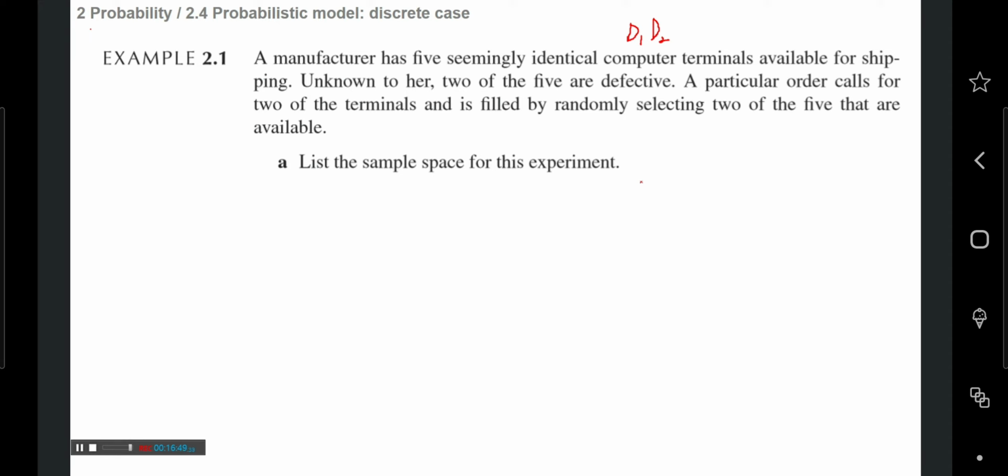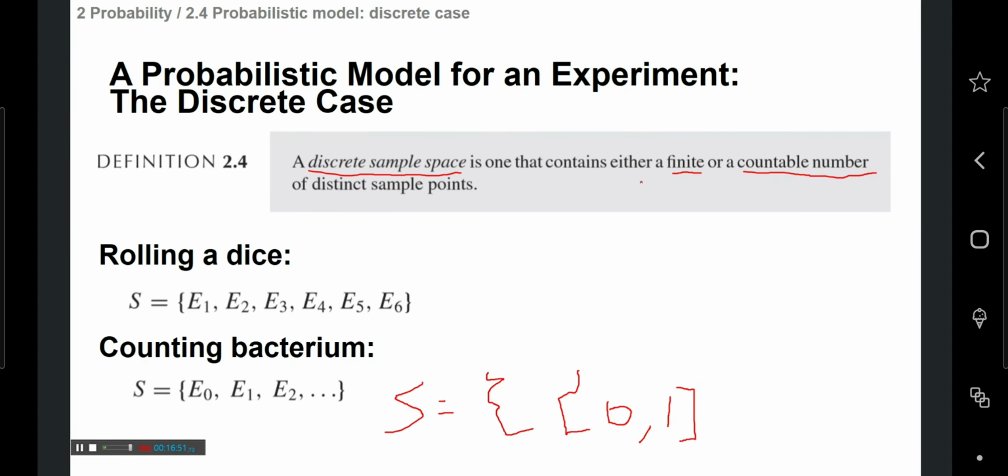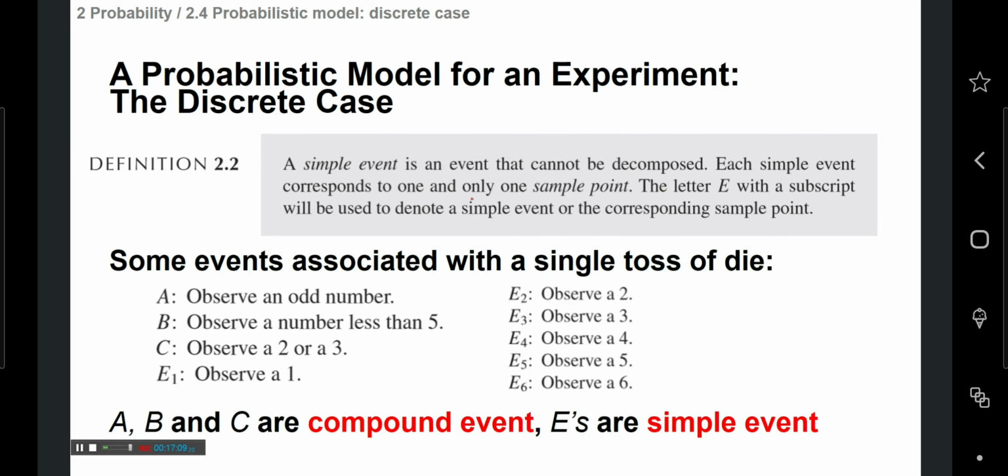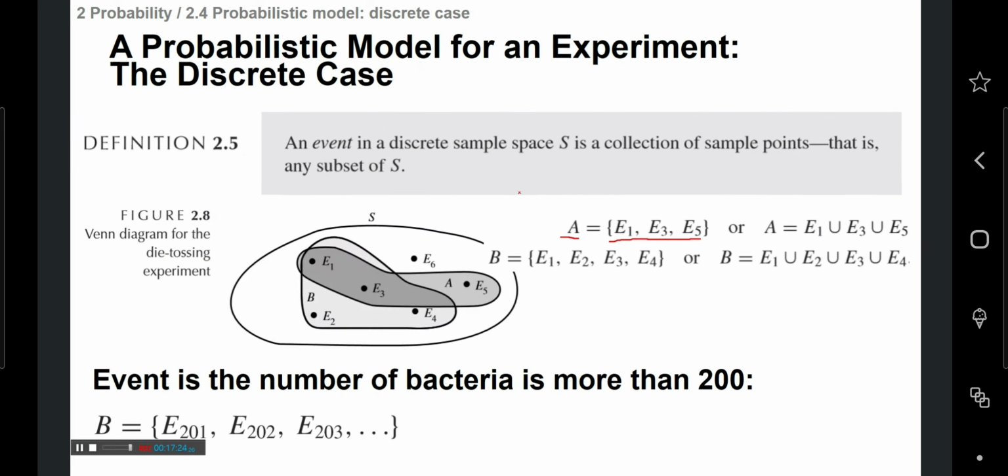What is a sample space? A sample space for an experiment is the set containing all possible sample points. Then what are sample points in this experiment? Each simple event corresponds to one and only one sample point. This means the only event that can happen.